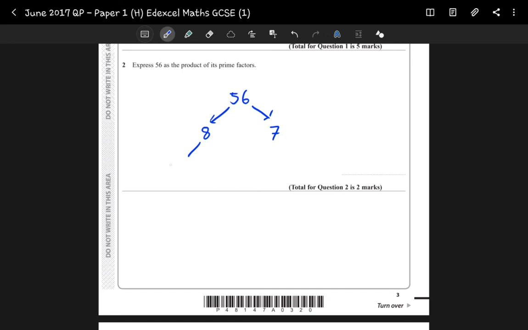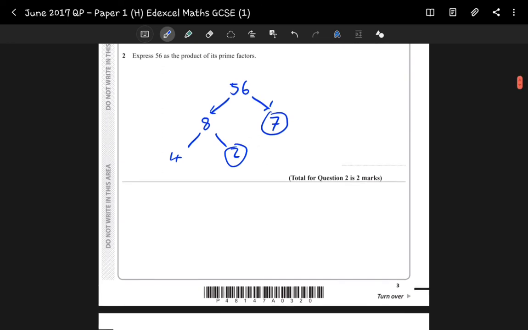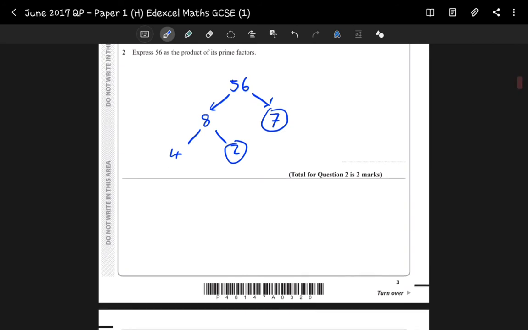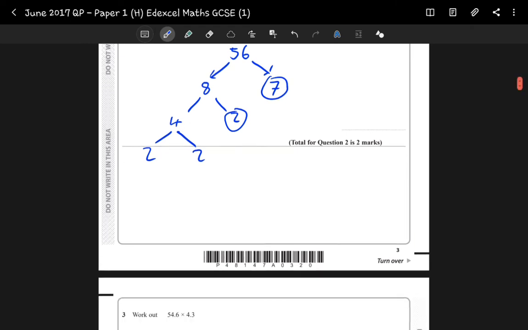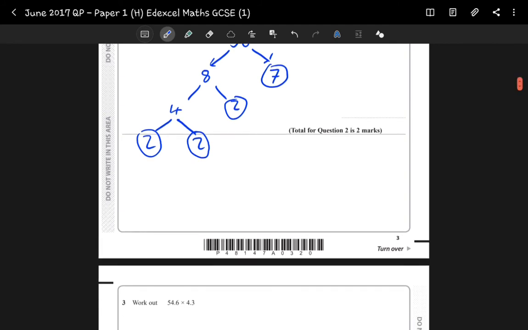We could split the 8 into 4 and 2. Here we have a 2 there and a 7 there. So these are already two numbers which are primes, right? 2 cannot be split up into numbers besides 1 and itself. But 4 can be split up further. We have 2 and 2. And again, you want to circle your prime numbers, just for good measure. So circle your prime numbers.